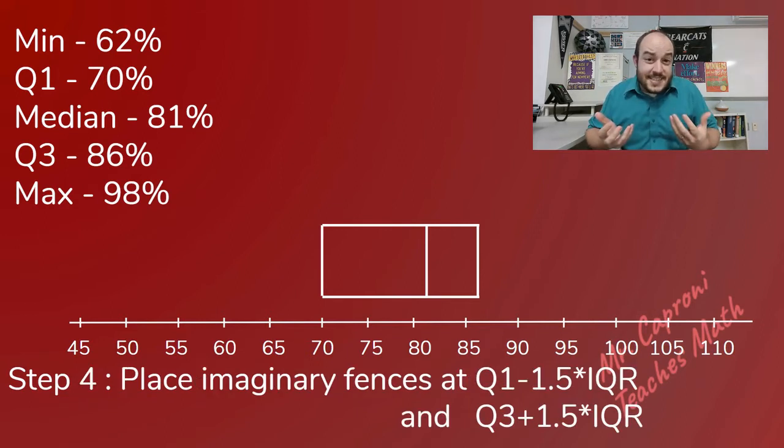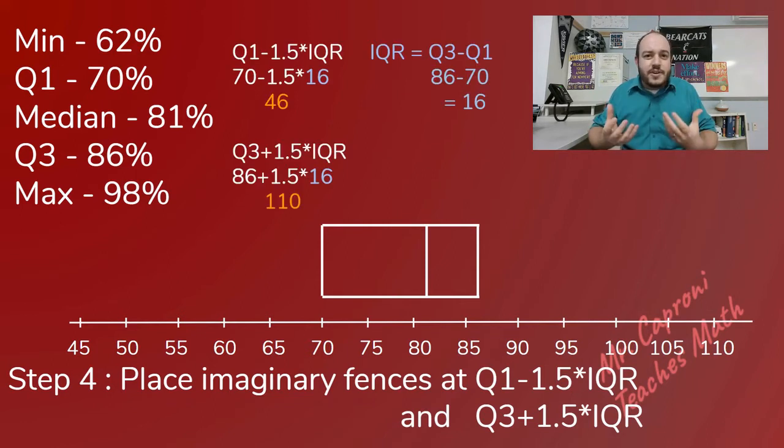Now, step 4 is where it gets a little tricky. We're going to place imaginary fences on our graph. Now, these aren't just any fences. We have a specific formula for where they're located. The first one's going to be at Q1 minus 1.5 times our IQR. Now, if you don't know what an IQR is, it stands for the interquartile range, and it can be found in another one of my videos as seen above. So if you need to figure out how to find that, go ahead and click up there. But it's pretty simple. It's just our Q3 minus Q1. Now, the second fence on the right-hand side is going to be at Q3 plus the 1.5 times the IQR.